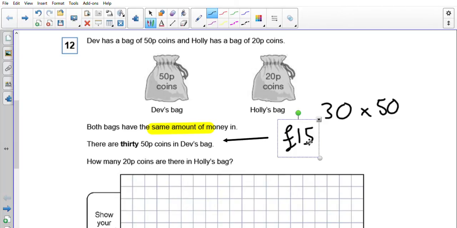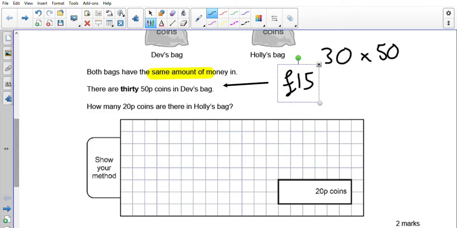So then I need to know how many 20p coins there are in Holly's bag. That means that in Holly's bag she has £15. If I think about this in a logical way, how many 20p coins make £1? Well, 5 20p coins make £1. So I've got £15 worth of 20p coins, which means I have 15 times 5, because there are 5 20p coins in each pound.